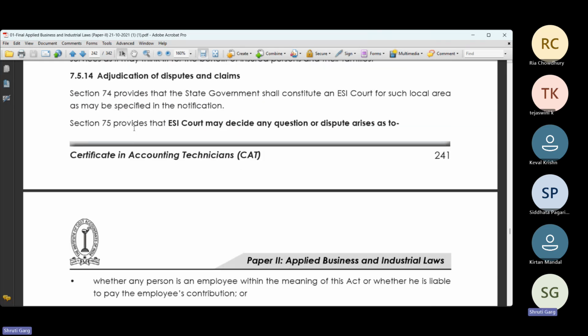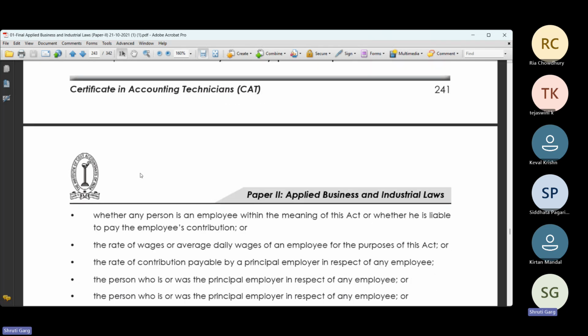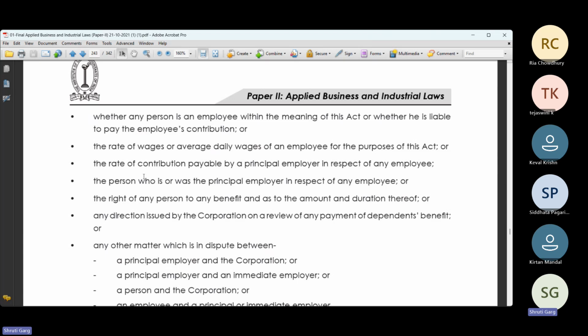If there are some disputes or claims, then the ESI court will be established by the state government for such local area, and the ESI court may decide any question or dispute as to whether any person is an employee within the meaning of this Act, whether he is liable to pay employee contribution or not, the rate of wages, the contribution rate, and who is the principal employer to pay actually.